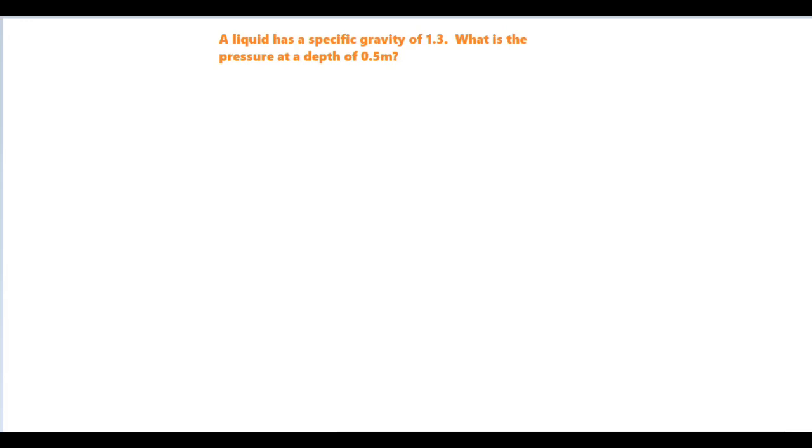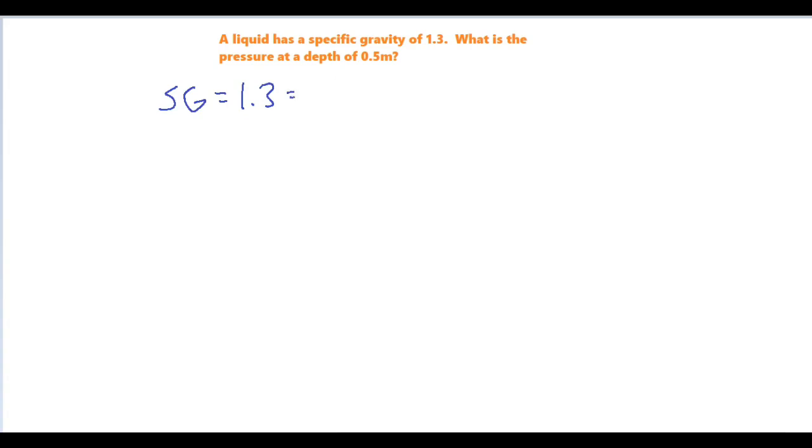Now for our second problem, we have a liquid with a specific gravity of 1.3, and it says, what is the pressure at a depth of 0.5 meters? Now, this one feels a little bit trickier to me, although it isn't actually, because it doesn't seem like it has a whole lot of number values to work with. So the first thing we're going to take a look at is the specific gravity of 1.3.